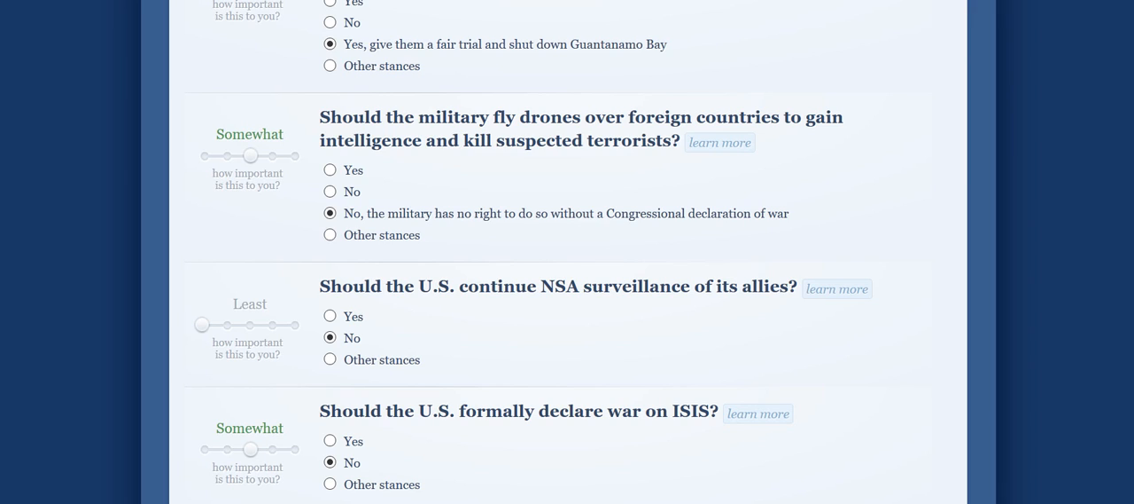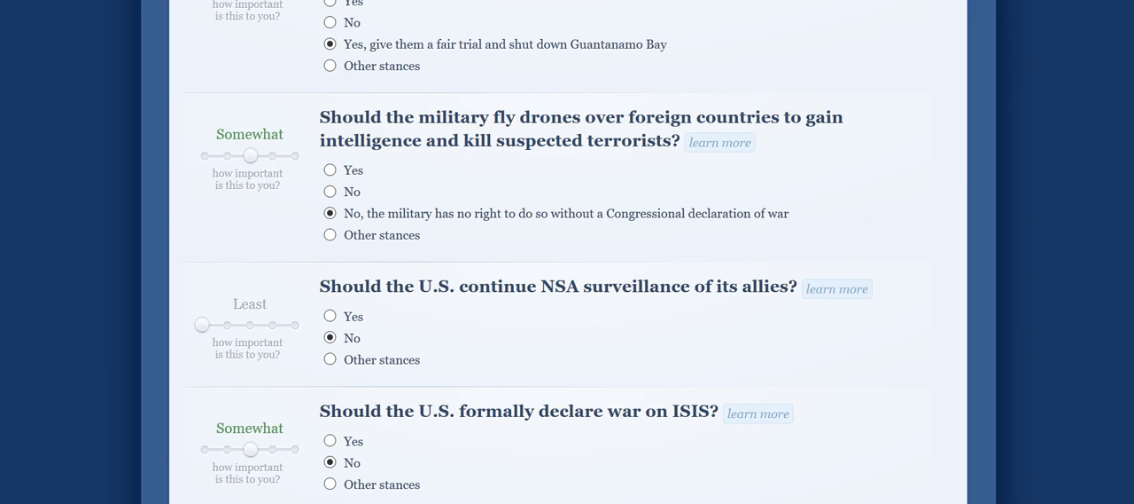And by the way, you kill massive numbers of civilians. 90% of the people killed by drones are not the intended target. So, no, you shouldn't be allowed to do that unless there's a congressional declaration of war. And we don't have that, so you have to stop with the drone war.